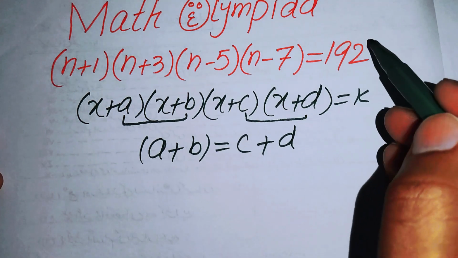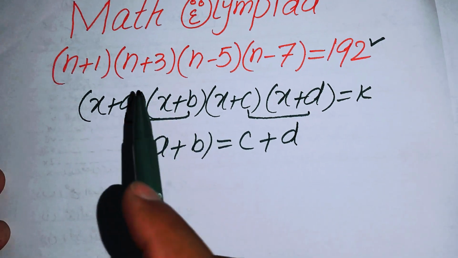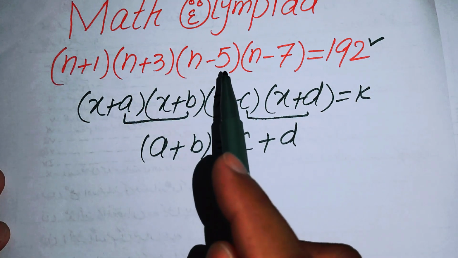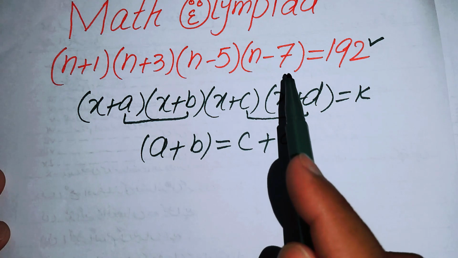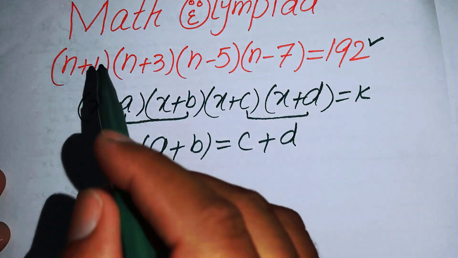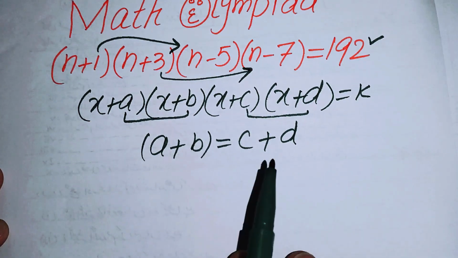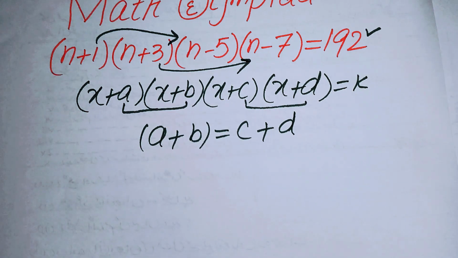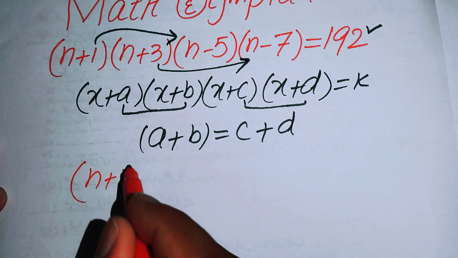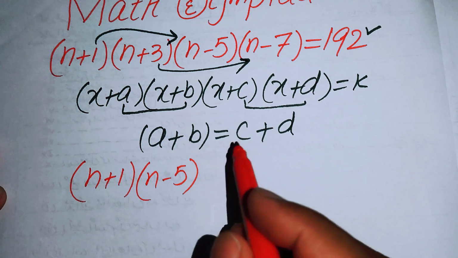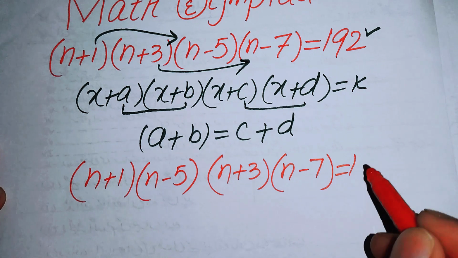So now I can rearrange the left hand side of this equation according to this rule. Here you can check: if you add 1 and minus 4, you get minus 4, and when you add 3 and minus 7, you again get minus 4. So I can pair n + 1 with n - 5, and n + 3 with n - 7, so we rearrange the terms as (n + 1)(n - 5) times (n + 3)(n - 7) = 192.